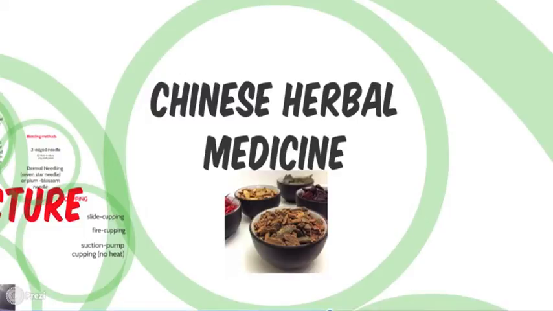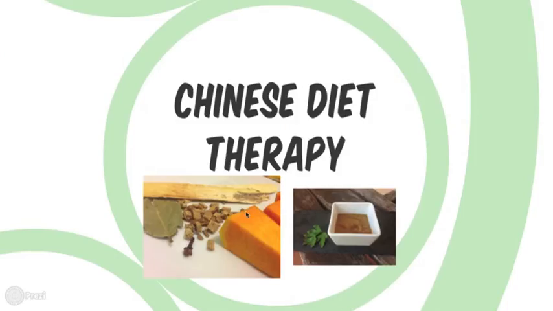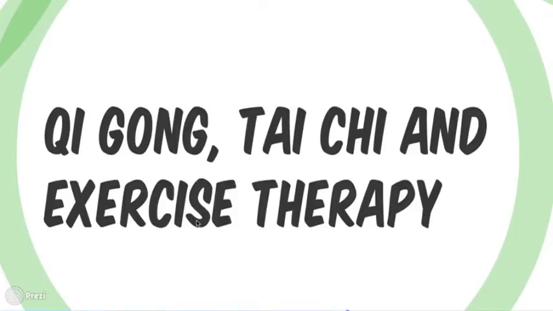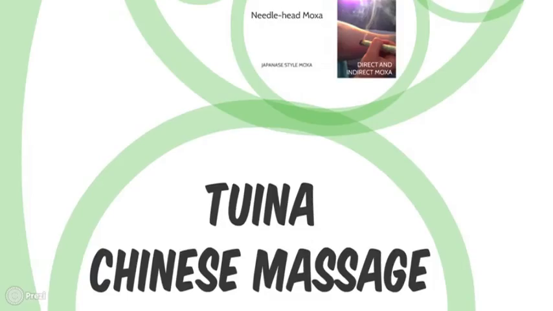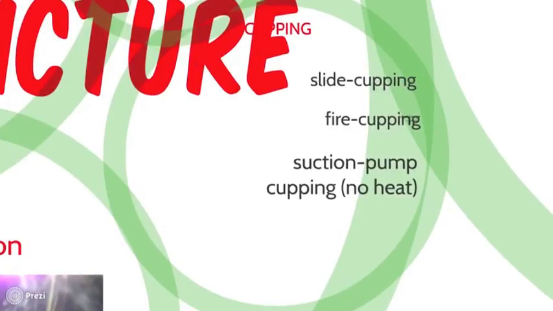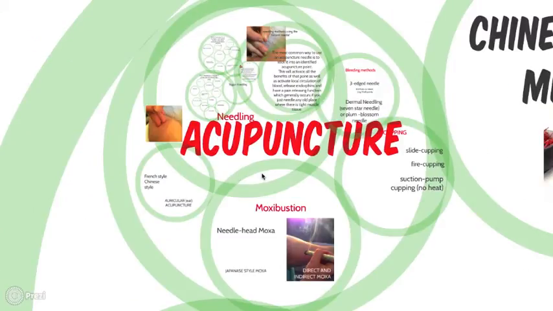So one of the branches is Chinese herbal medicine. Another branch is Chinese diet therapy, which is using foods, usually in combination with herbs, or understanding the properties of foods for prevention and treatment. We also have the third branch, which is Qigong, Tai Chi, exercise therapy, and Tui Na or Chinese massage. The branch that we're focusing on right now is acupuncture, and it might surprise you that there are so many things within acupuncture that are not just your typical inserting of the needle. Once a practitioner has decided upon the diagnosis and the treatment principle.